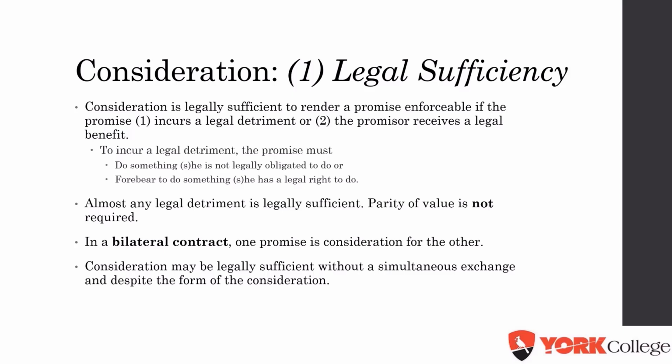So the Amanda and Bob example would be an example of a bilateral contract, where there's one promise on one side made in exchange for another promise on the other side. So even if there's not a simultaneous exchange, and not even in regard to the form of what this consideration means, it will be legally sufficient as long as a legal detriment exists on both sides.